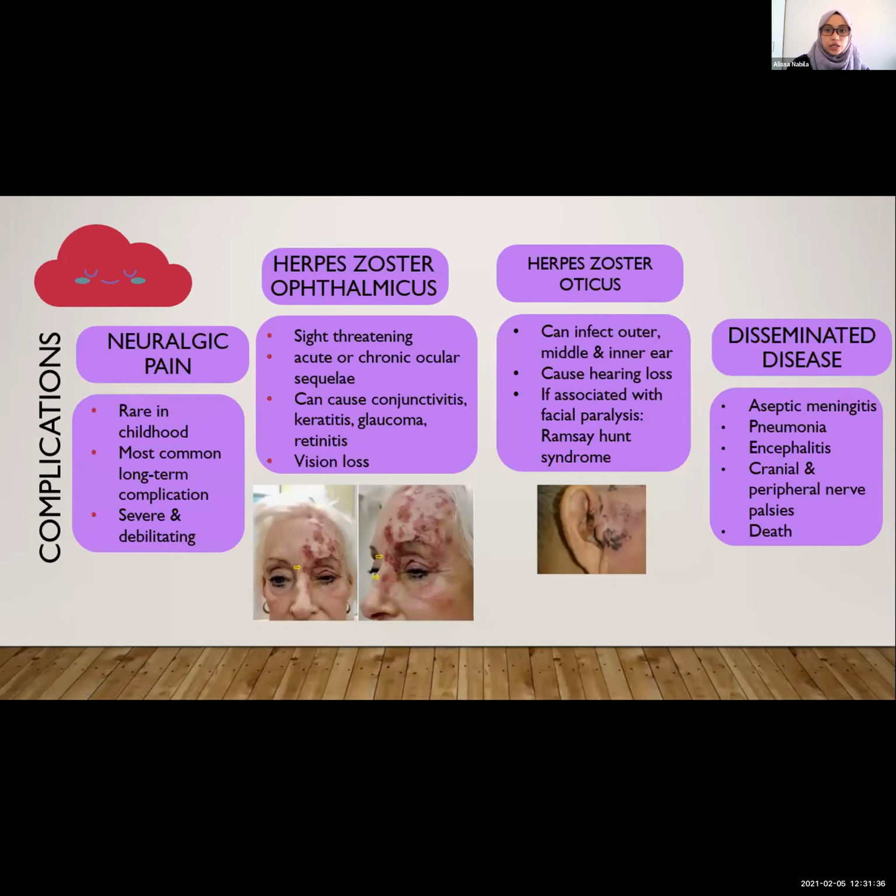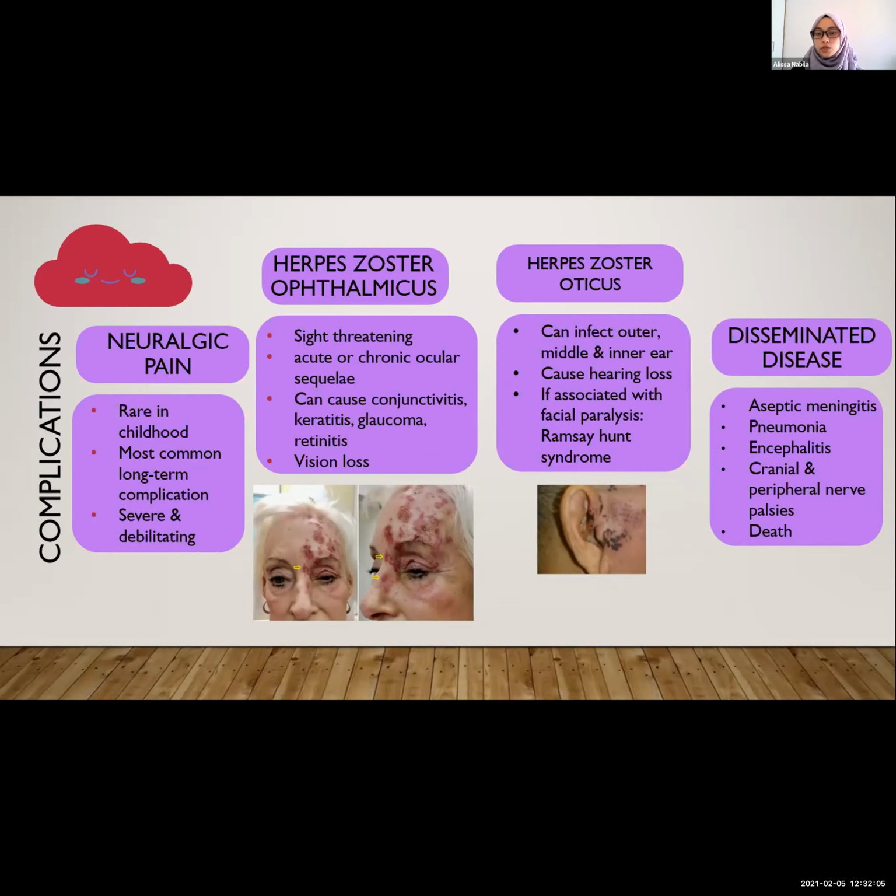Okay, so for complications, the most common complication is neuralgic pain. However, it is rare in childhood, and it is very severe and debilitating, such that it can affect the daily activity and life of the patient. The second one is herpes zoster ophthalmicus. It is sight-threatening. It occurs when the shingles has affected the trigeminal nerve, causing lesions around the eyes. It can cause conjunctivitis, keratitis, glaucoma, retinitis, and as a long-term complication, it can result in vision loss.